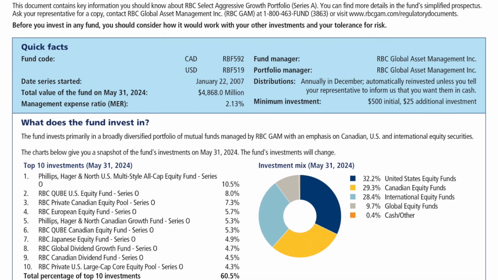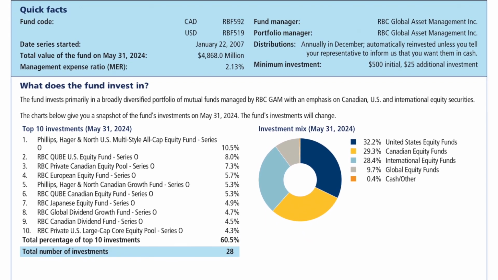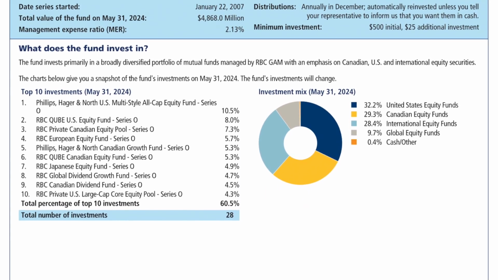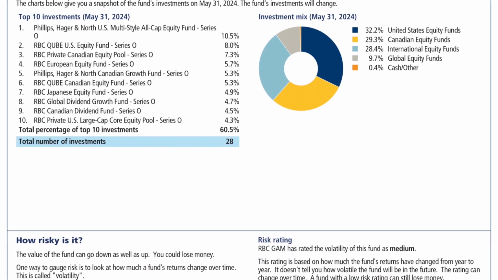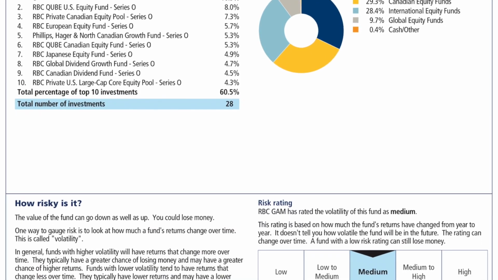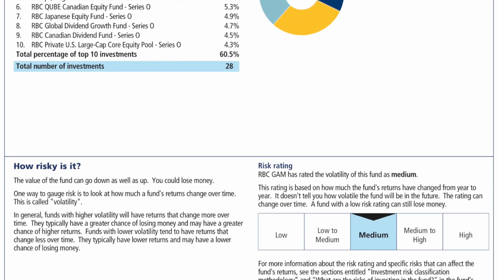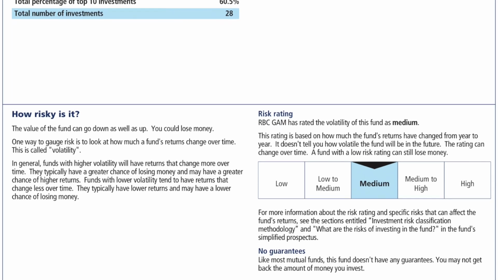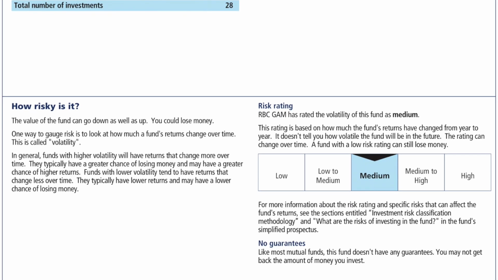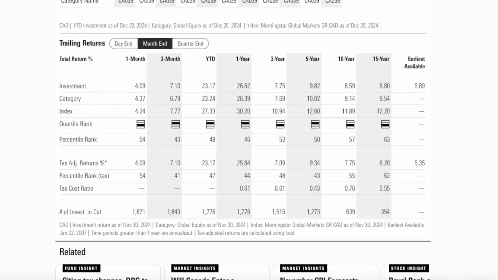This is RBF 592. It was made back in 2007. There's almost $5 billion invested in this, and everyone's paying an MER of 2.13. So long story short, the bank is basically saying, hey, with this piece of paper, we're going to make $100 million this year.